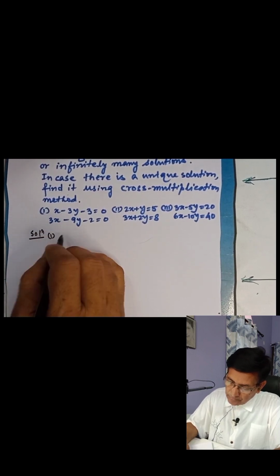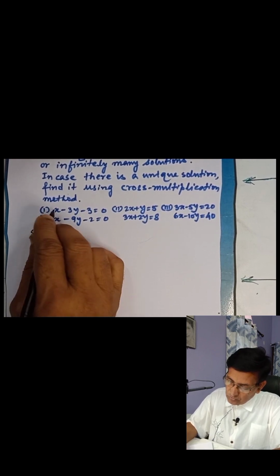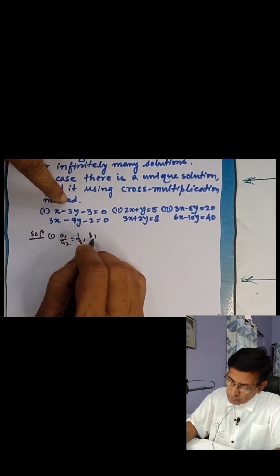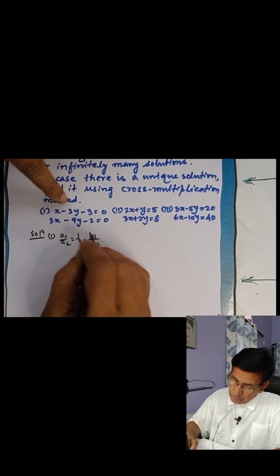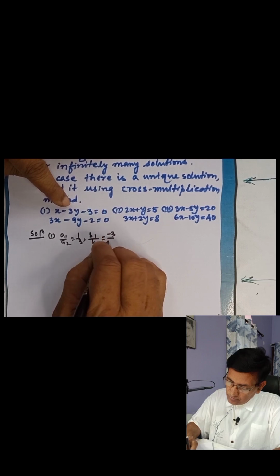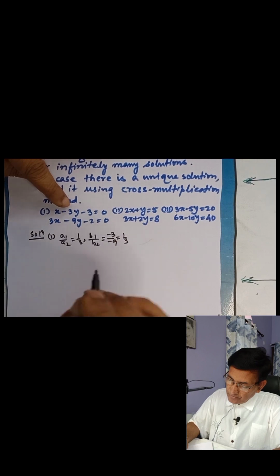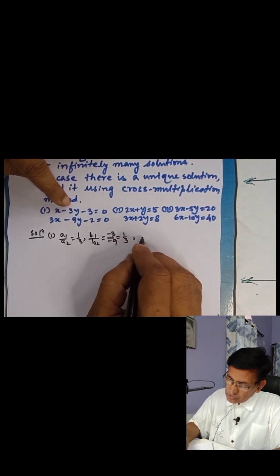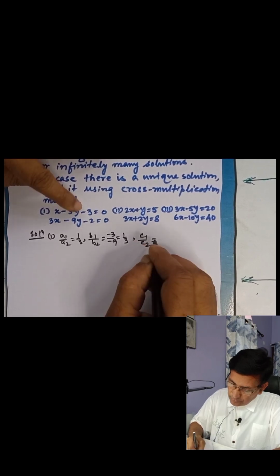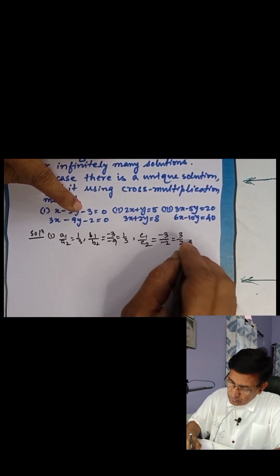In first case, A1 by A2 is equal to 1 by 3, B1 by B2 is equal to minus 3 by minus 9 is equal to 1/3. C1 by C2 is equal to minus 3 by minus 2 is equal to 3 by 2.